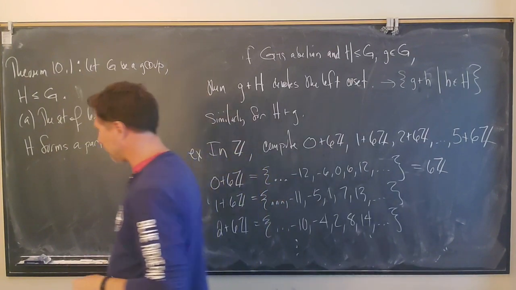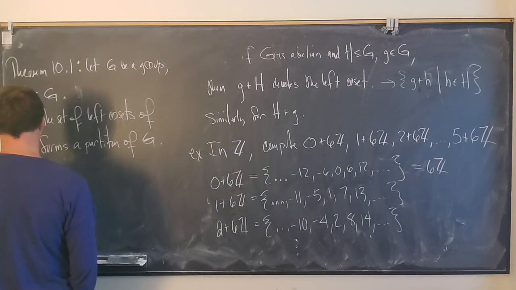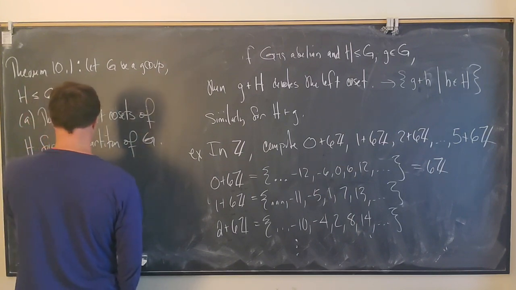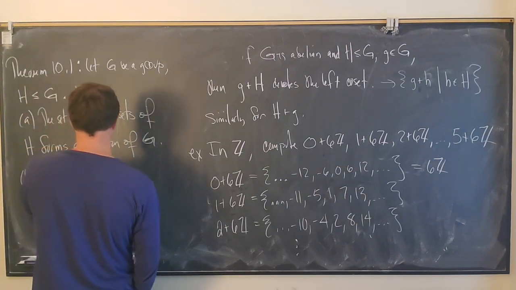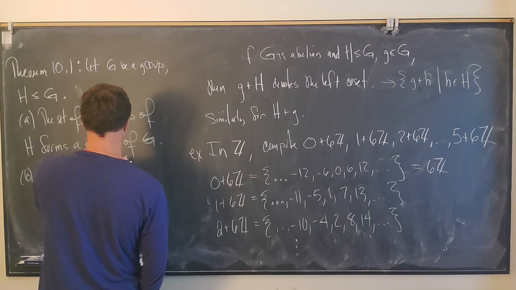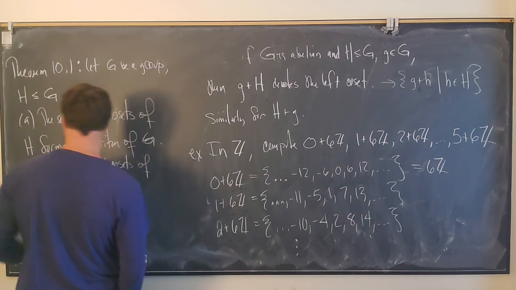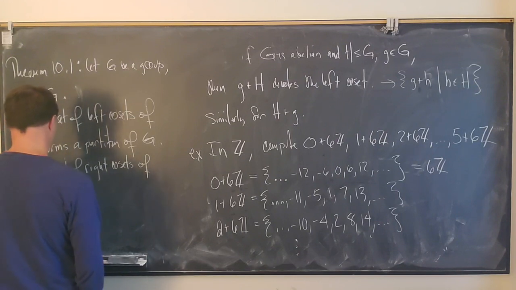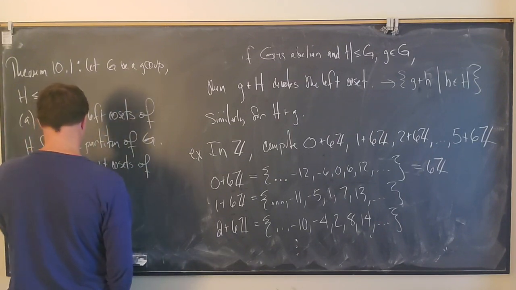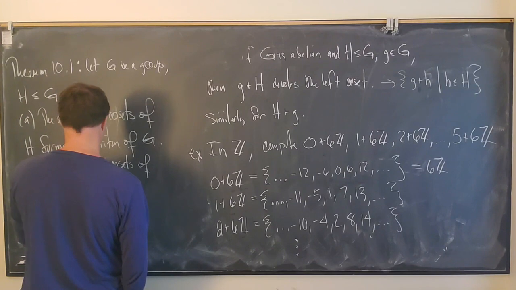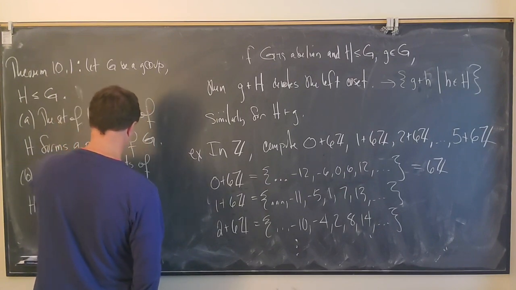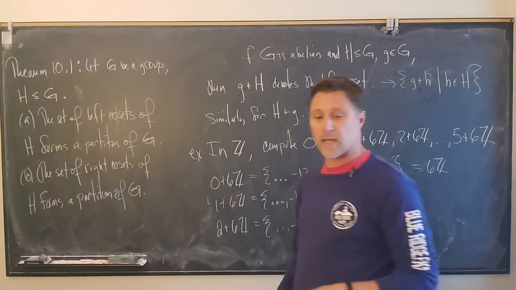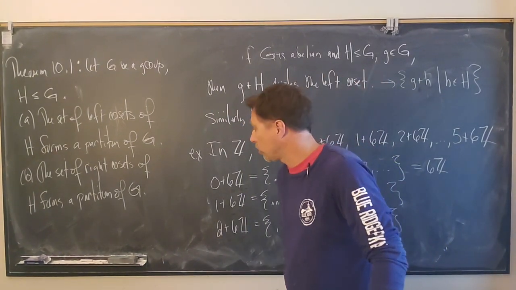And then the same thing for the right coset. So the set of right cosets of capital H forms a partition of capital G. Right? So when you take cosets, it chops up the group into a bunch of non-overlapping pieces.